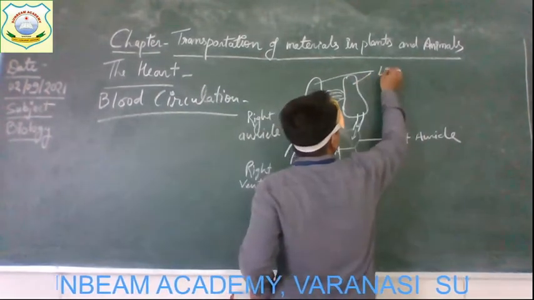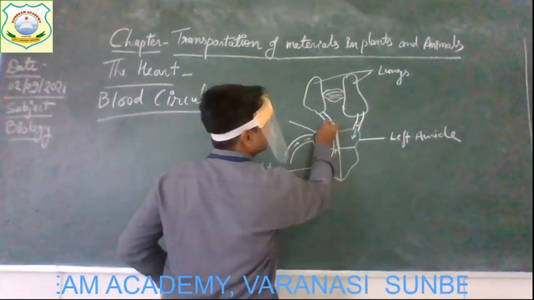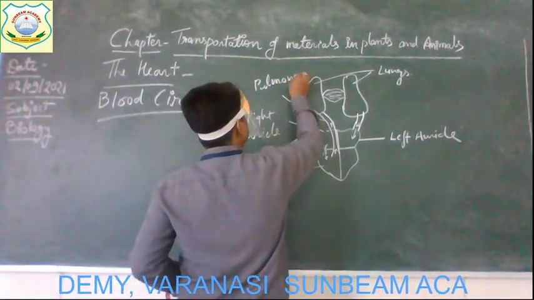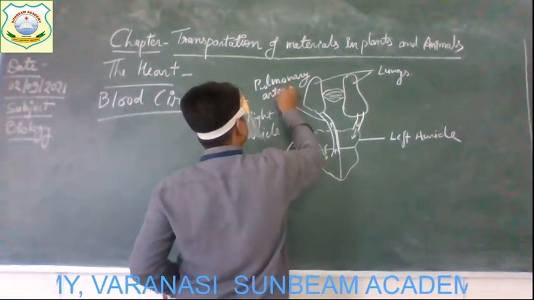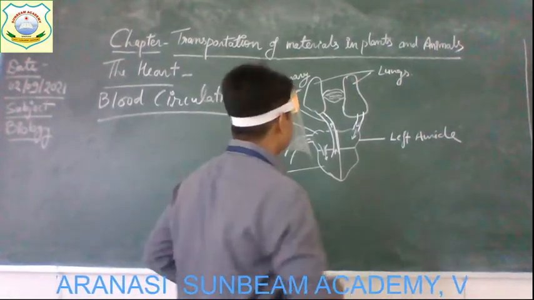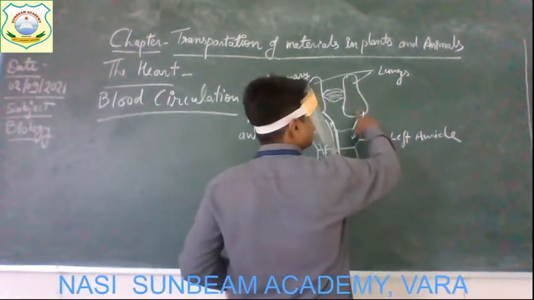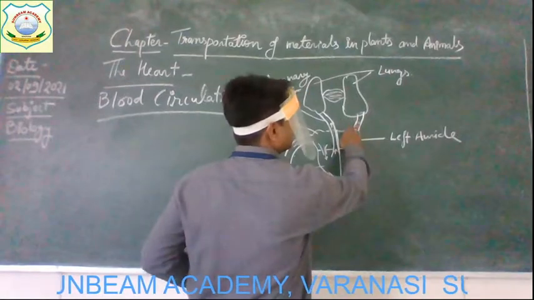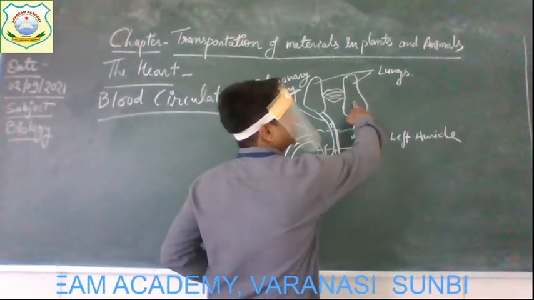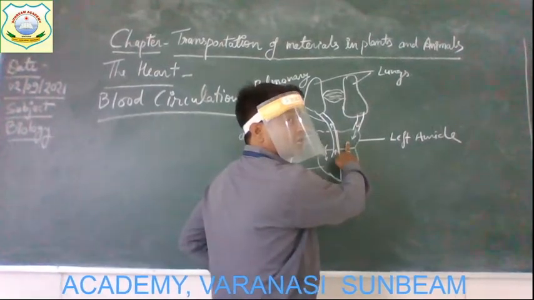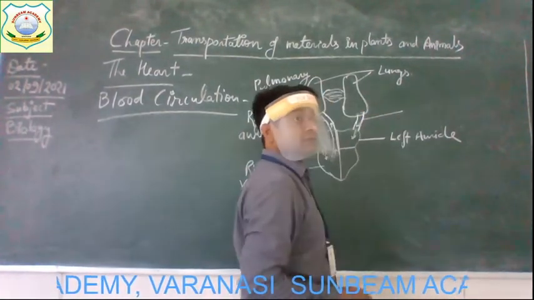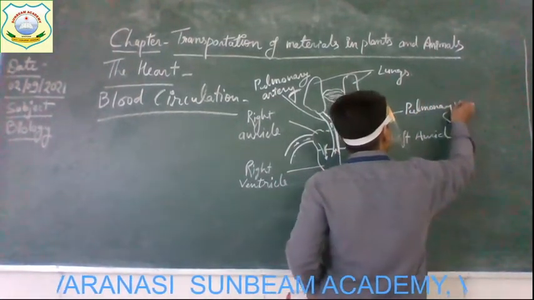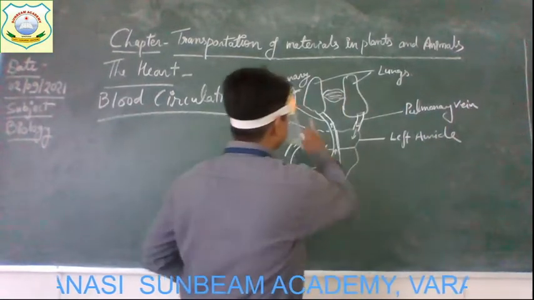These two are the lungs, and the name of this artery through which the blood is going to move is pulmonary artery. Here, and the same one, the blood vessel by which the blood is coming from the lungs in left auricle. The name of this blood vessel is pulmonary vein. This is pulmonary artery.